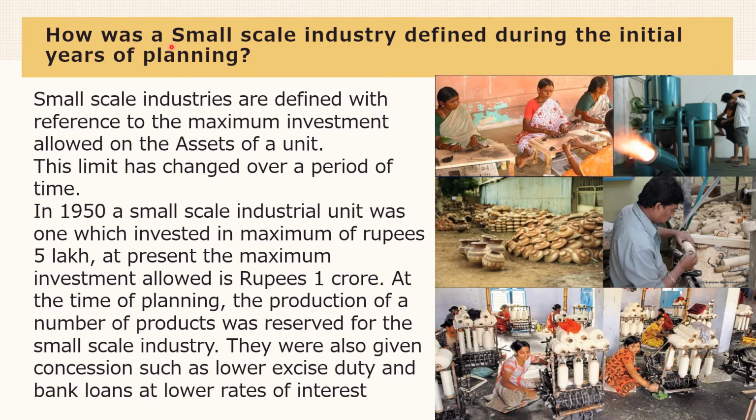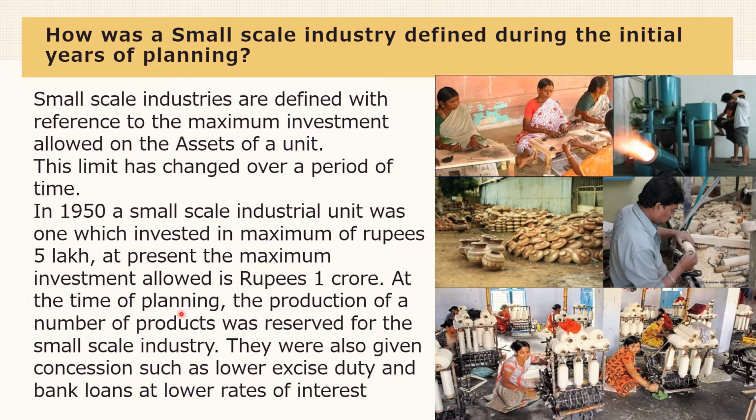Now let us see how was a small-scale industry defined during the initial years of planning. Small-scale industries are defined with reference to the maximum investment allowed on the assets of a unit. This limit, of course, has changed over a period of time. Way back in 1950, a small-scale industrial unit was one which invested in a maximum of rupees 5 lakh. At present, the maximum investment allowed is rupees 1 crore.